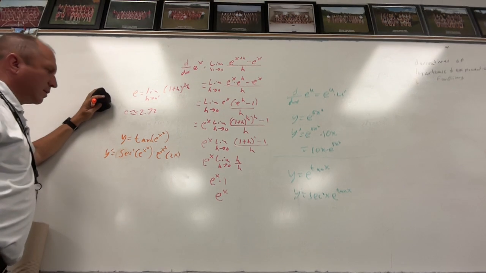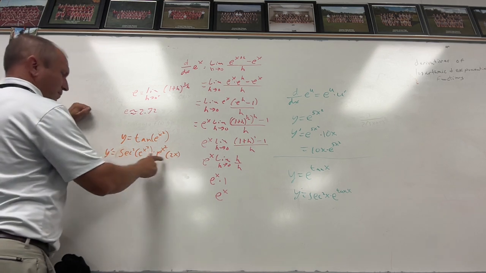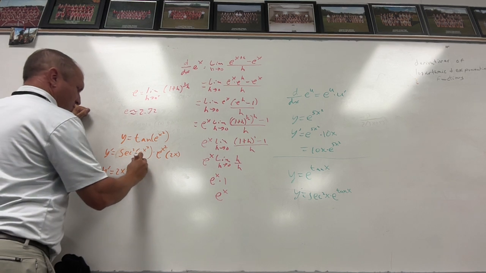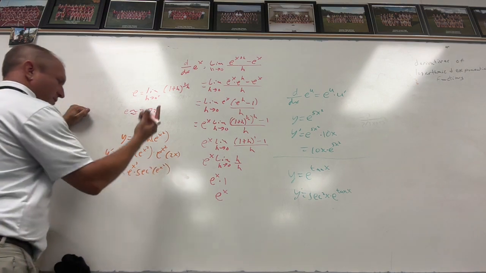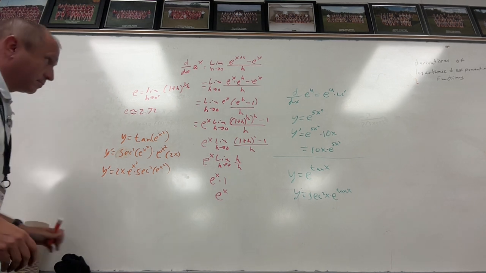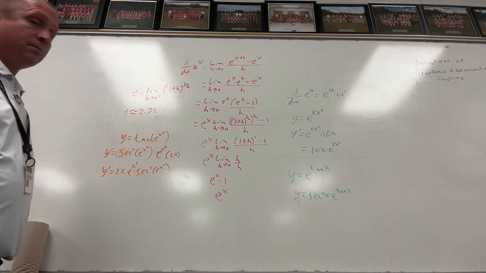Can you simplify that? Well, if I were turning this in, I would put the secant squared last, so it's going to be 2x e to the x squared times the secant squared of e to the x squared. That's not really simplified so much as it is just a different order. Can I erase this? Okay.